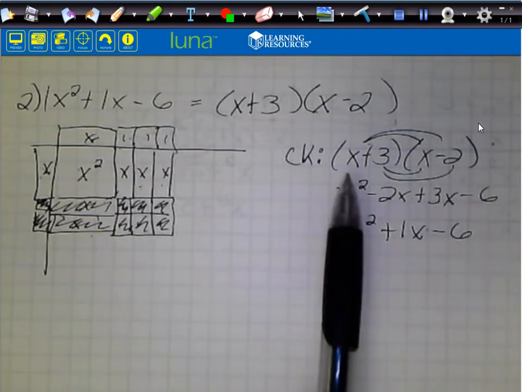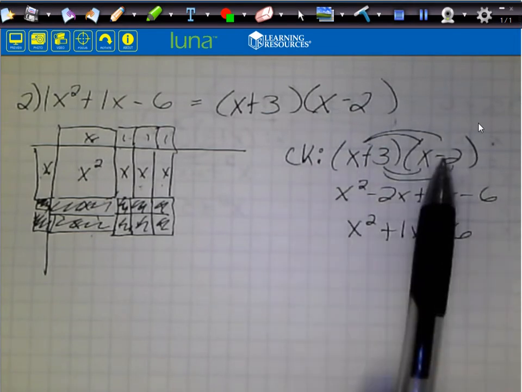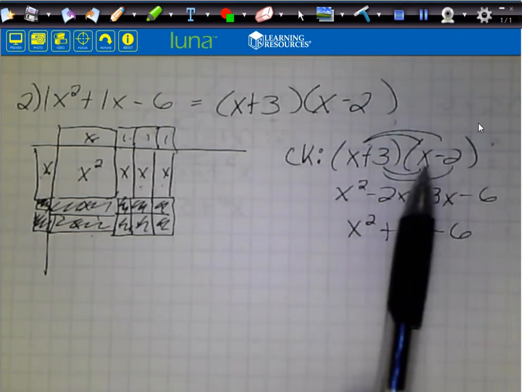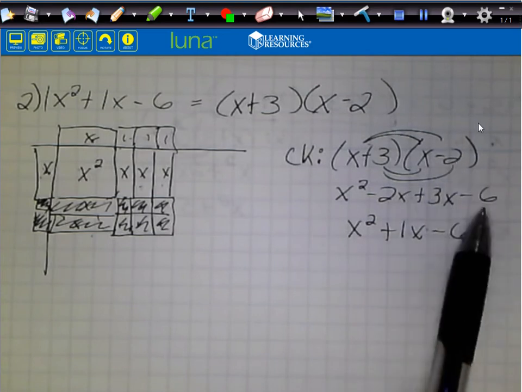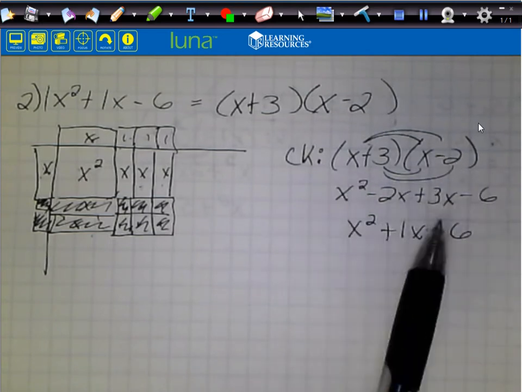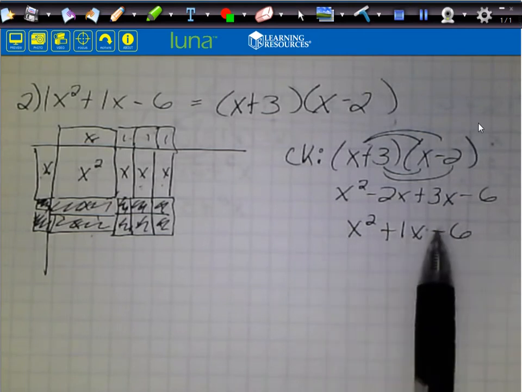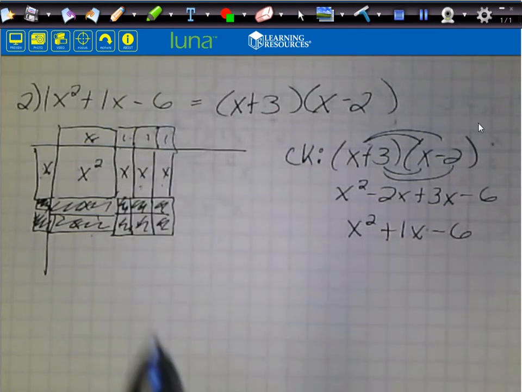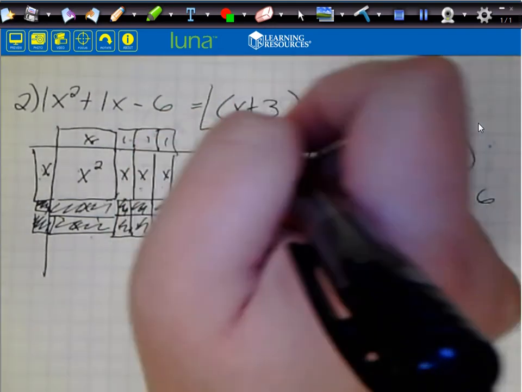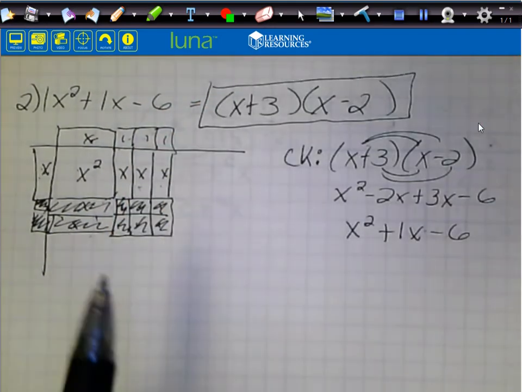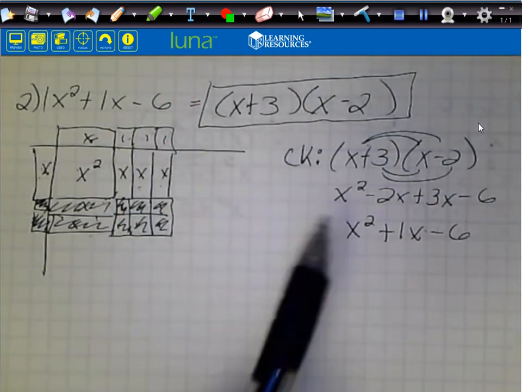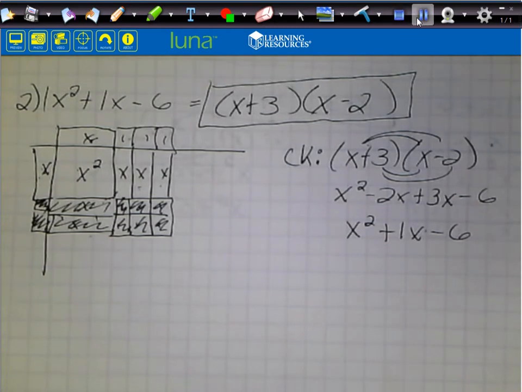write it down. I said x times x was x squared, x times negative 2 is negative 2x, 3 times x was 3x, and 3 times negative 2 is negative 6. Put the middle terms together and got 1x. So x squared plus 1x, or just x, minus 6, and that's exactly what I had up here. So this is my correct answer. Again, please make sure that you have the algebra tiles, the answer, and the check written before you move on.